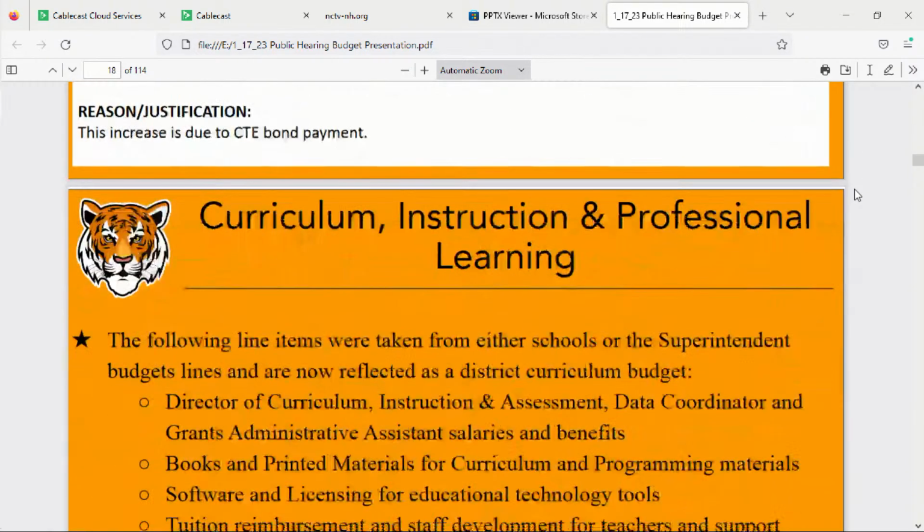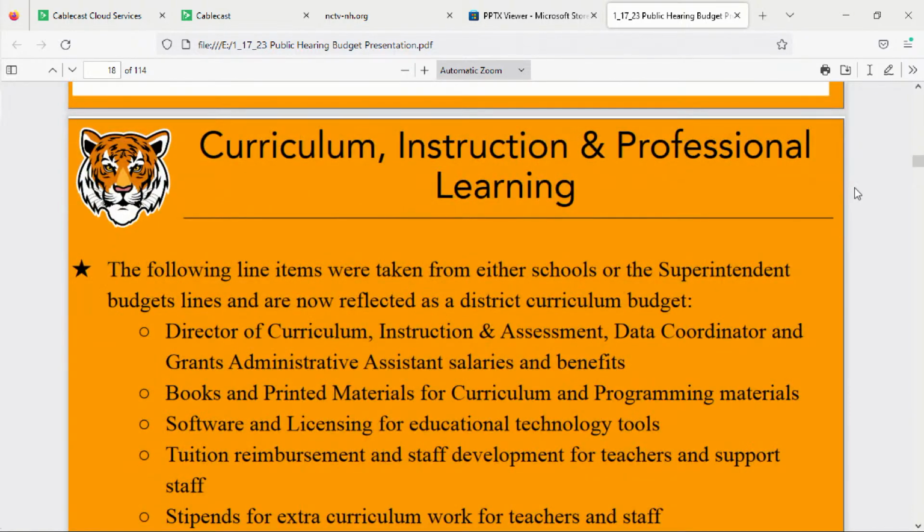And so now we're going to go to curriculum, instruction, and professional learning, and I'll let Bren Kane discuss that one, please. Thanks. All right, so the bulk of my budget, a lot of mine was really pulled from other budget lines to create a district level curriculum line. The salaries that are in here include my salary, the data coordinator, and the grants administrative assistant, for those 3 positions, and all benefits included.